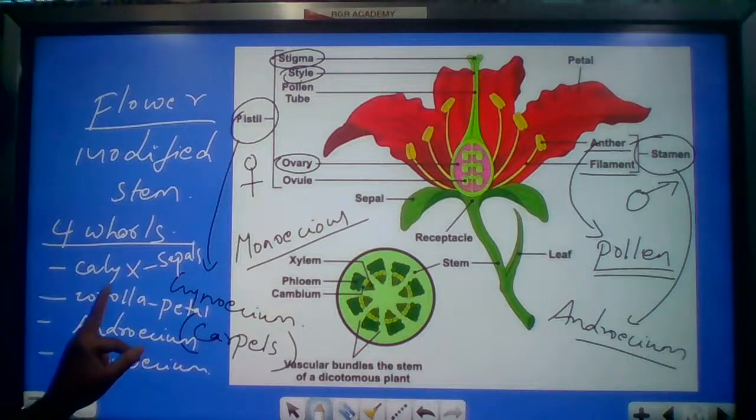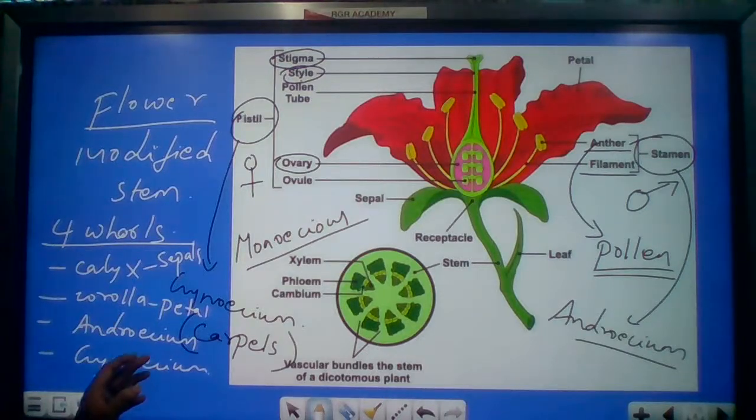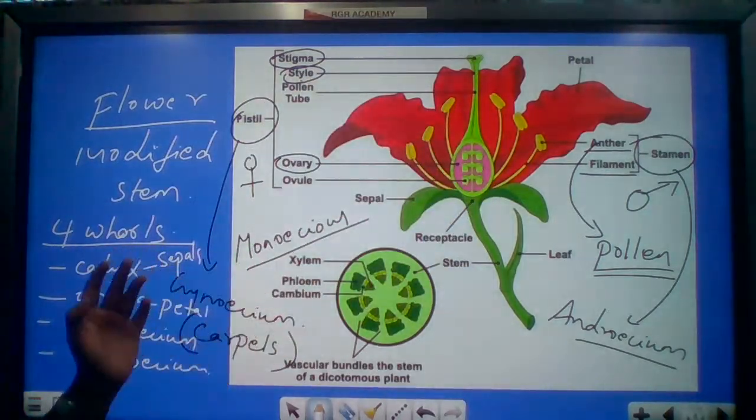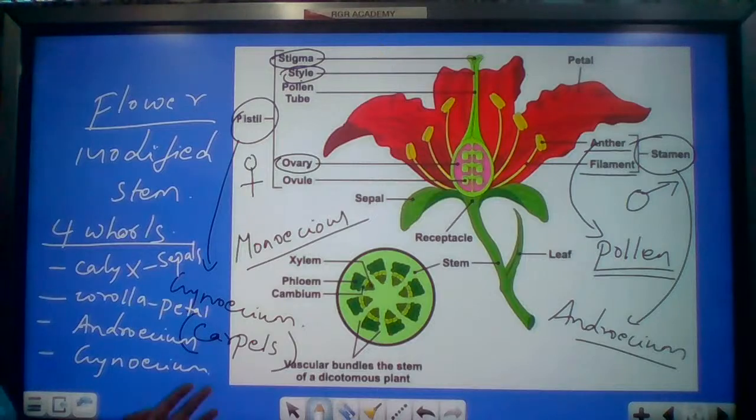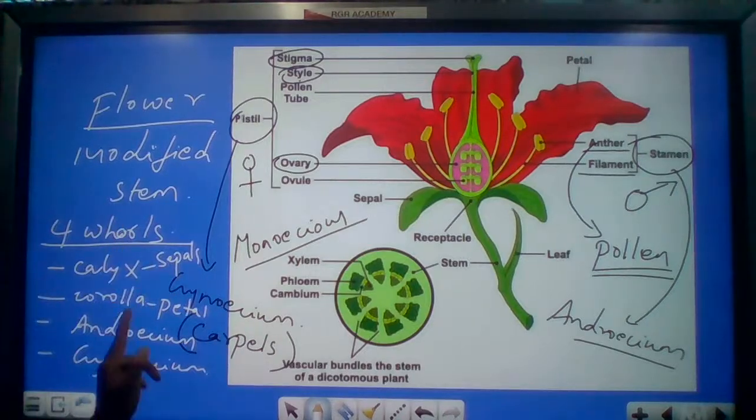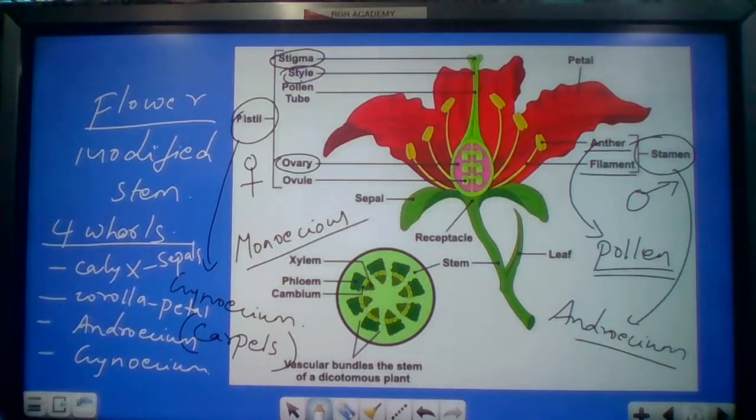For example, only the androecium is there, I mean, only the stamen is there. In some flowers only the pistil is there. Such flowers we call an incomplete flower. In an incomplete flower, any one particular whorl of the four whorls is missing, that part is not there in that flower, and that we call an incomplete flower.